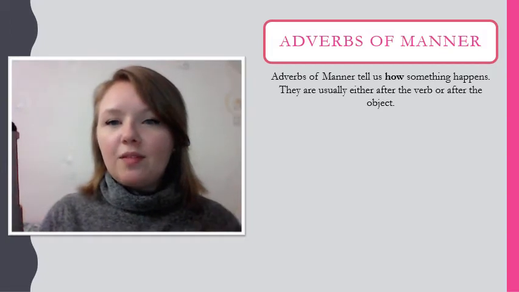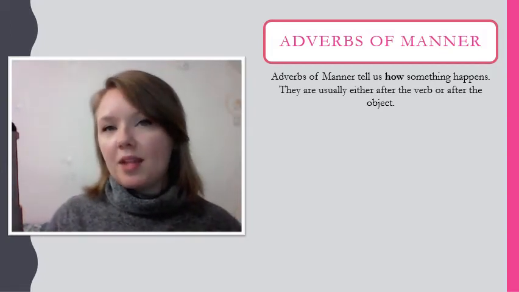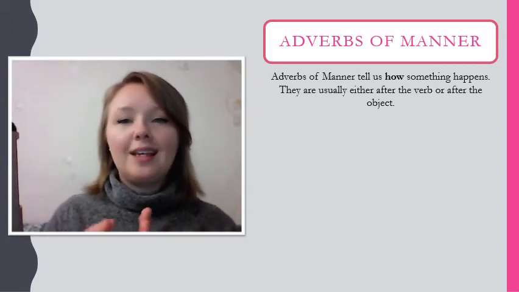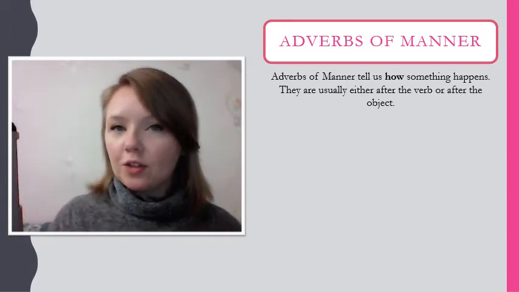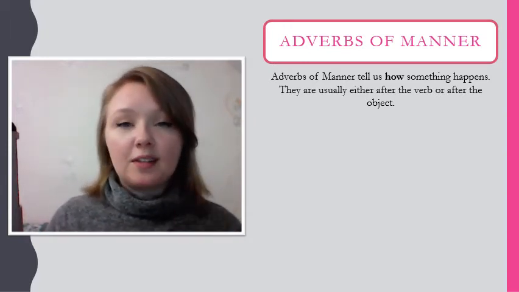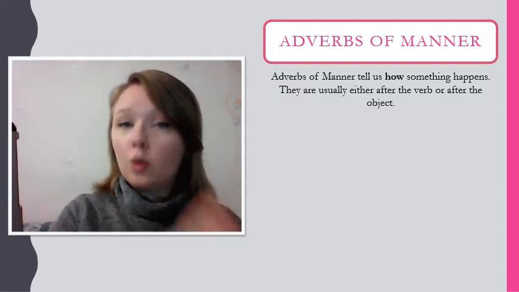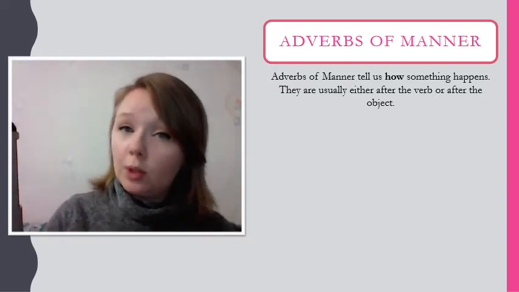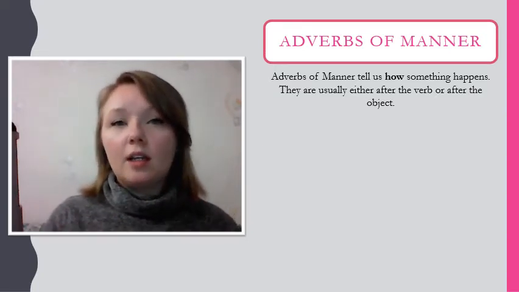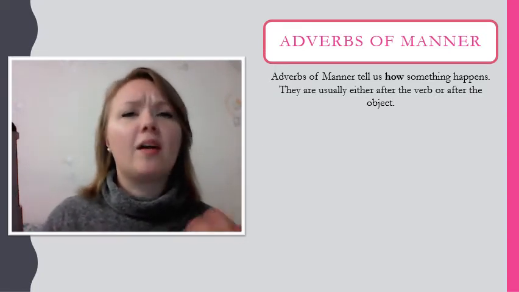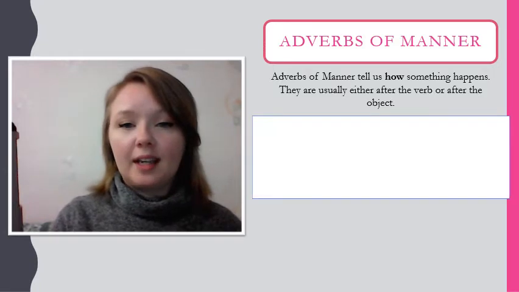So, adverbs of manner tell us how something happens, and they're usually after the verb or after the object. So in the previous slide, we saw all of them were after the verb. I run quickly. You sing beautifully. He's talking quietly. So they come after the verb. And this is usually the case.